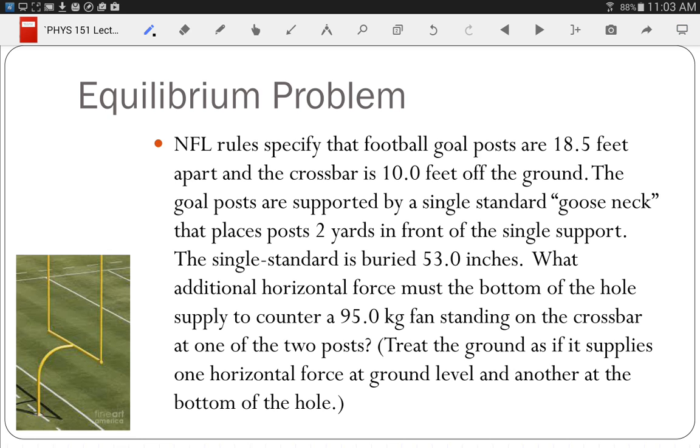So the question here is, how strong would the support have to be at the bottom? That is, what horizontal force would it have to keep the goalpost from tipping if I have a fan, usually a wildly drunk fan, standing right here? It's an equilibrium problem. It says up there it's an equilibrium problem.